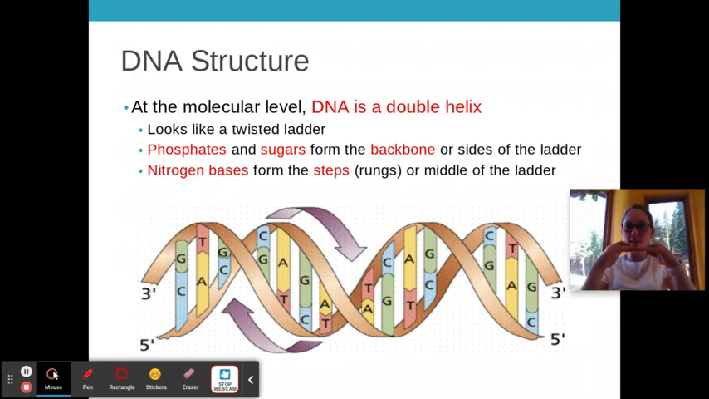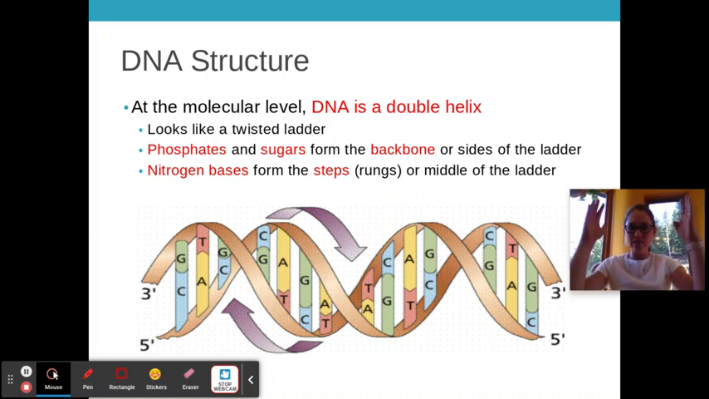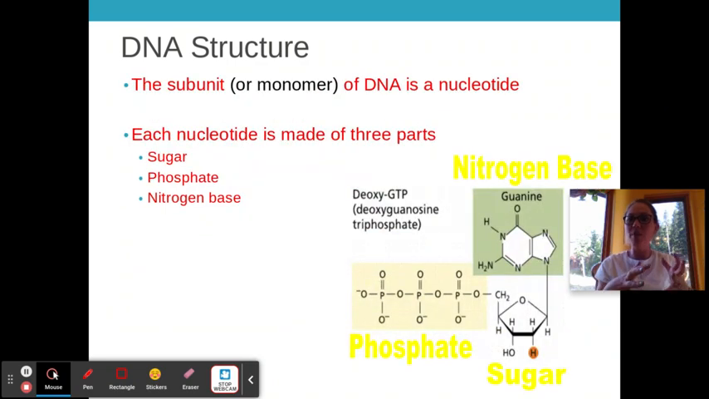And then our rungs are made up of things called nitrogen bases. And you can see the nitrogen bases here in this picture. There's the G's, C's, and the A's and T's. And we're going to talk about what those are in a little more detail next. But for right now, just understand as you fill out your notes that the backbone or sides of our DNA ladder go phosphate, sugar, phosphate, sugar, phosphate, sugar, all the way down. And then our steps are made up of nitrogen bases. And those three things together are what make up the DNA structure. We call it a subunit.